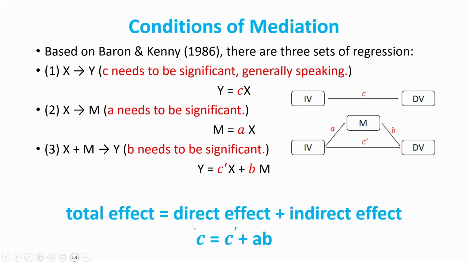And PROCESS doesn't generate a total effect in the output. But you can just manually use the menu from SPSS, or whatever software you are using, to calculate the total effect by yourself.